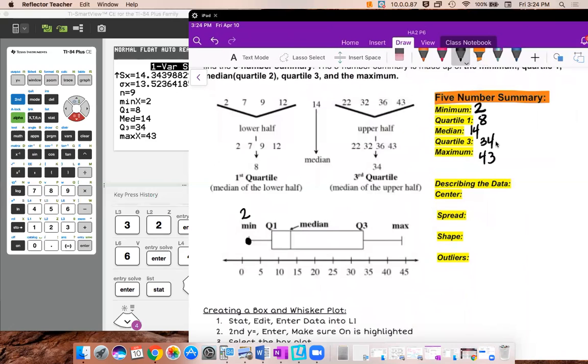Then for your quartile 1, you put a line. Median, you put another line wherever that's at. Quartile 3, you put another line. And then maximum, you put a dot. And then you create this box. So that's how you make your box and whisker plot, truly with your 5-number summary.